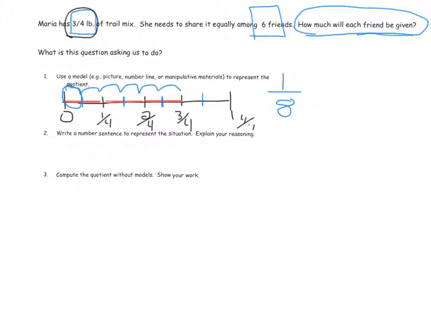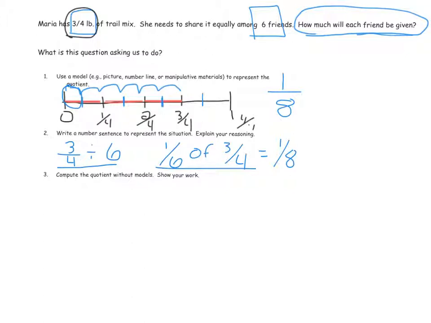So the number sentence that we can use to represent this is we took our 3/4 and divided it into 6 pieces. But what we're really seeing is that to get our answer, we could do 1/6 of 3/4 is 1/8. 1/6 of 3/4 is 1/8. So either one of these.